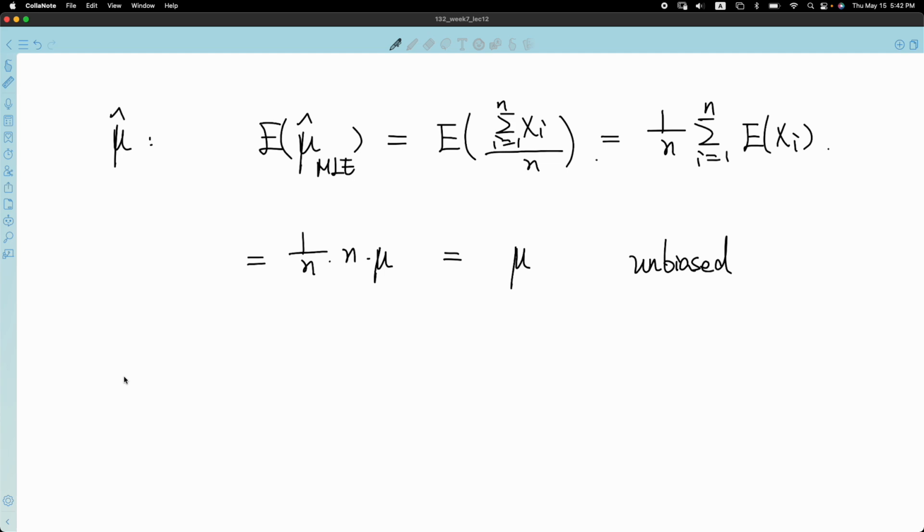Okay, now to check for the second one, the efficiency, we would need to construct the Hessian matrix. Well, not the matrix, but the Fisher information, which is related to Hessian. And Hessian is related to the second order derivative of the likelihood.